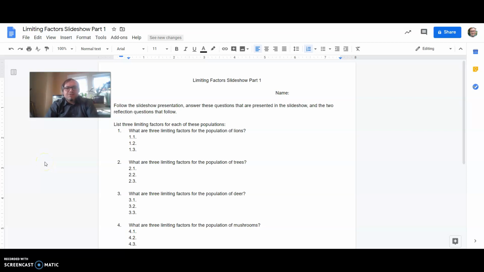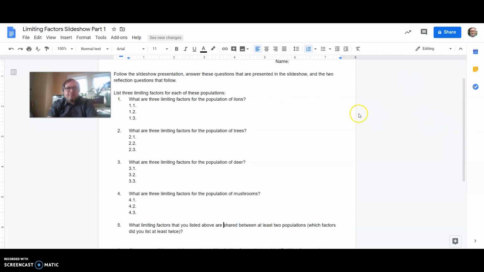Hey everyone, I just wanted to give a little bit of clarification here for the assignments that we have for the limiting factors slideshow, part 1 and part 2 worksheets. They're both linked to the same video presentation about limiting factors, so I figured I'd give the instructions all in one go. They're both pretty simple assignments, but I wanted to go over them here.